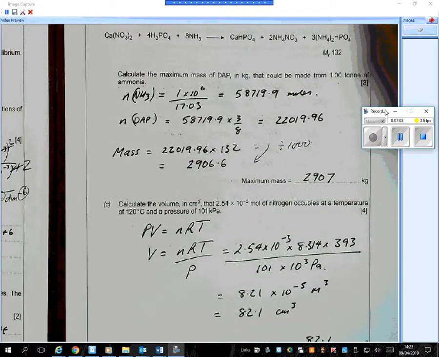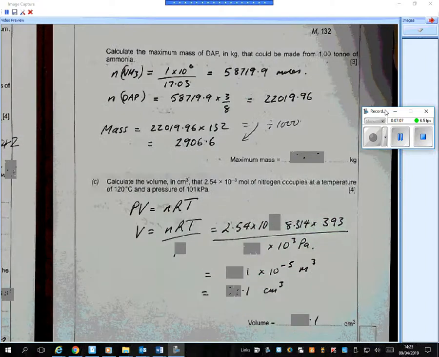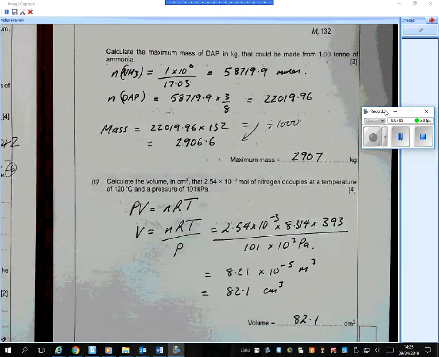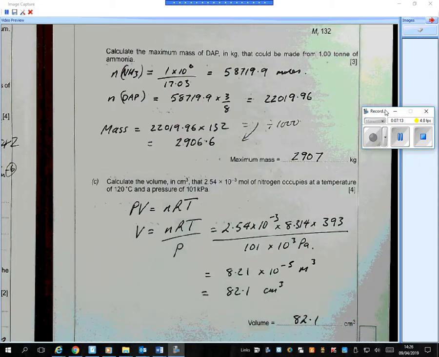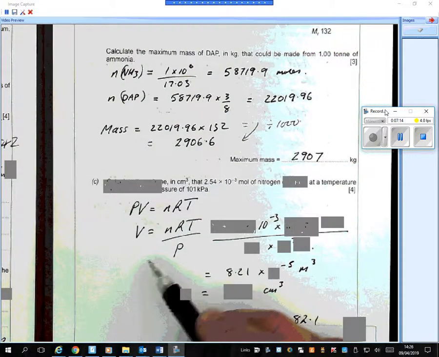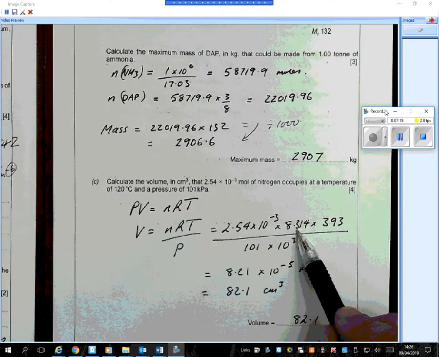And now we've got PV equals nRT calculation. And again, units are an absolute must. You get these correct. So what have we got here then? So we're just going to rearrange to find the volume. Number of moles is given. R is given. That'll be in your data book.